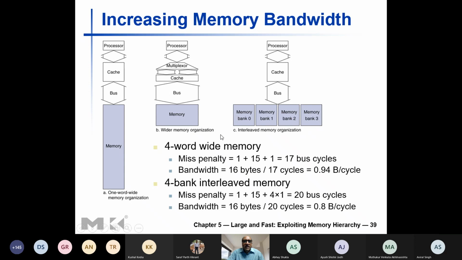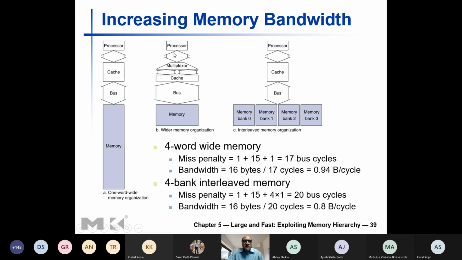Afterwards, since the bus width equals 4 words, in 1 cycle all 4 words can be transmitted to the cache. So it requires a total of 17 cycles. And if you analyze how many bytes can be transmitted within 1 cycle, it is about 0.94.